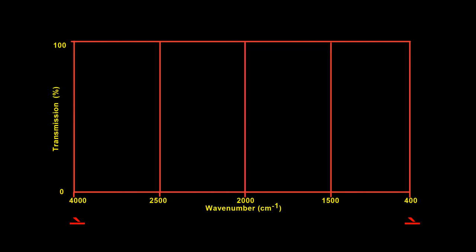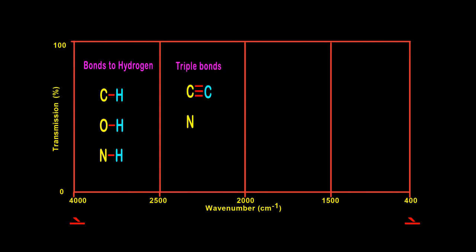A sample with covalent bonds to hydrogen vibrates more because hydrogen is lighter. The bond vibrations from carbon to hydrogen, nitrogen to hydrogen, and oxygen to hydrogen fall in the 4000 to 2500 wave number region. The triple bonds, carbon to carbon and nitrogen to carbon, fall in the region of 2500 to 2000 wave numbers. Double bonds like carbon to carbon, nitrogen to carbon and oxygen to carbon fall between 2000 and 1500 wave numbers.